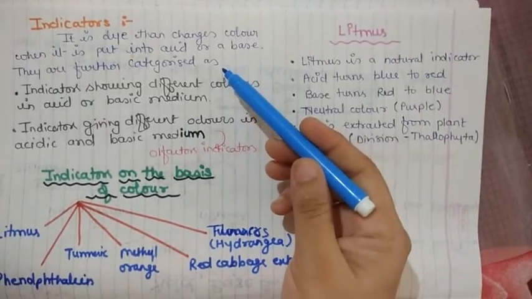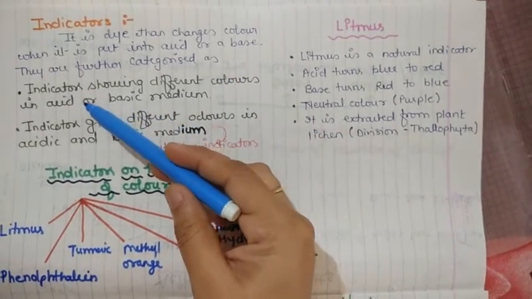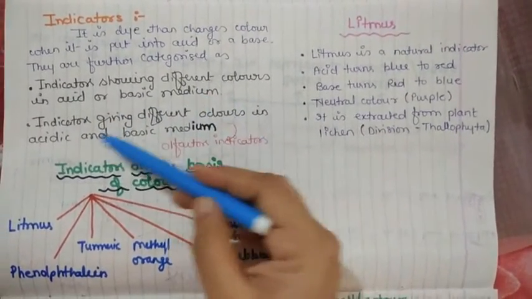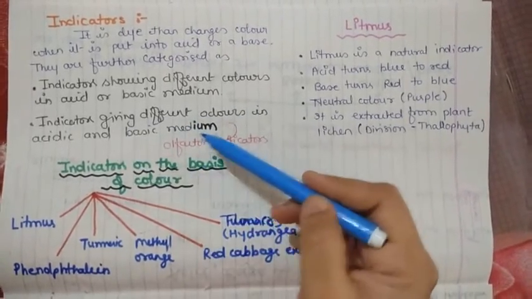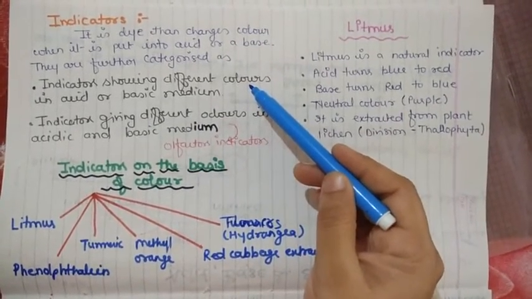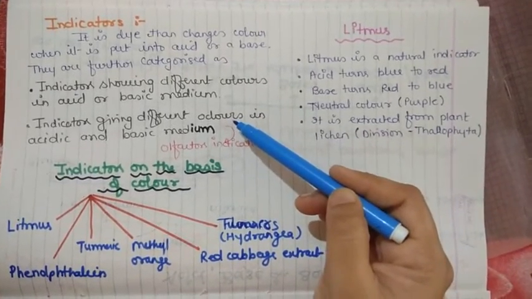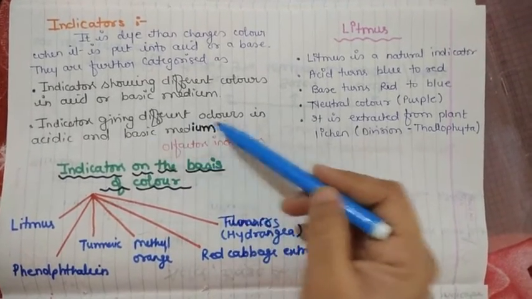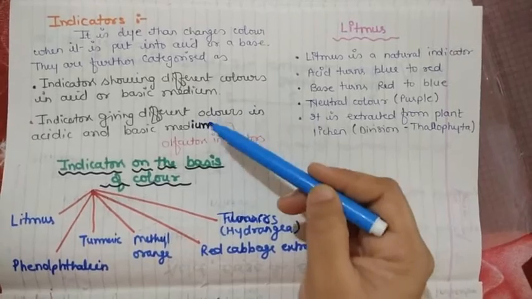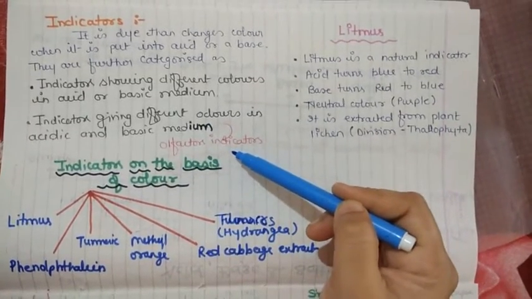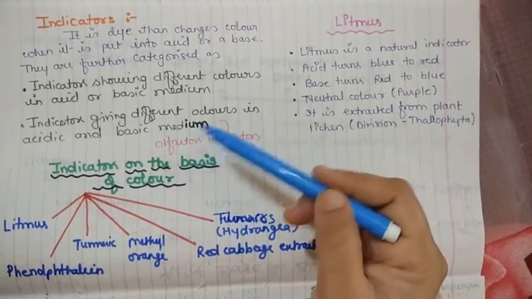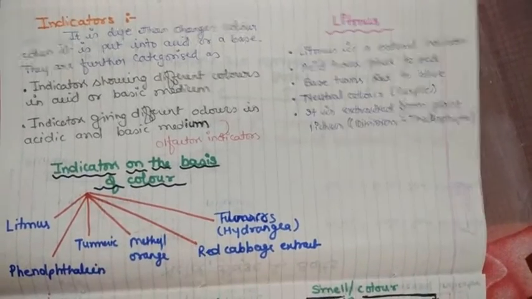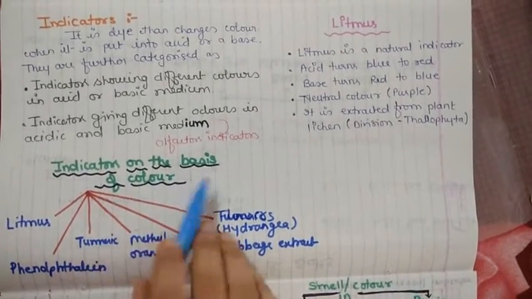They are further categorized as indicators showing different colors in acidic or basic medium, and indicators giving different odors in acidic and basic medium. That means on the basis of color change or odor change, we will identify acidic and basic solutions. The odor change indicators are also called olfactory indicators. These are generally used by those people who cannot see. First we will study indicators on the basis of color.